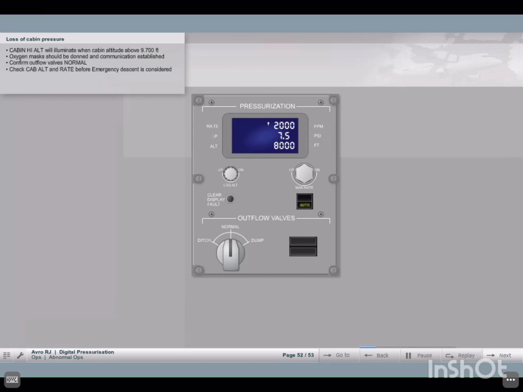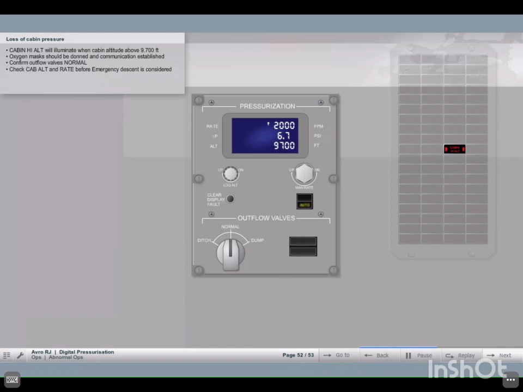Following a loss of cabin pressure, cabin high altitude will illuminate when the cabin climbs above 9,700 feet. Oxygen masks should be donned and communications established before it is confirmed that the outflow valves are selected to normal. Cabin altitude and cabin rate of climb should be checked before an emergency descent is considered.